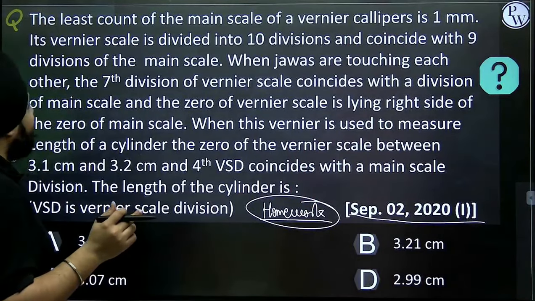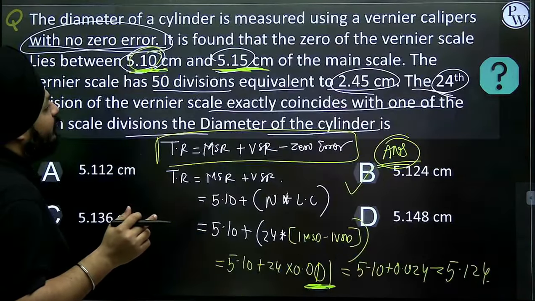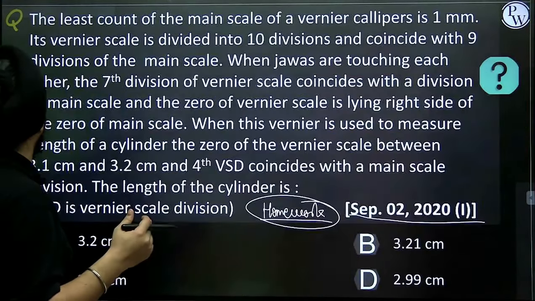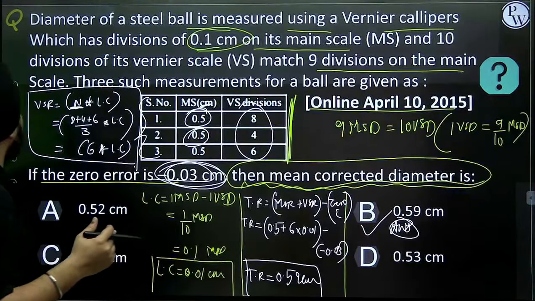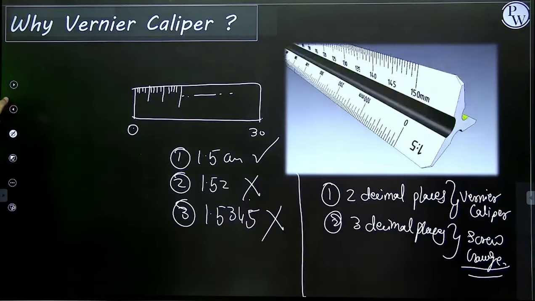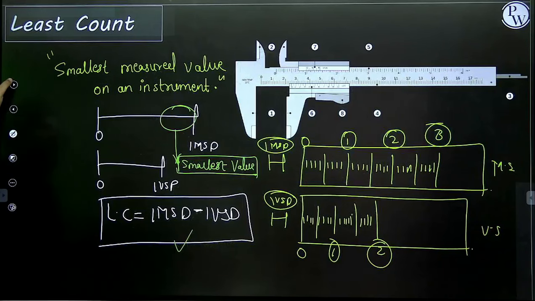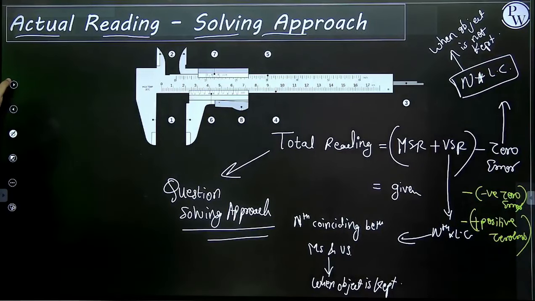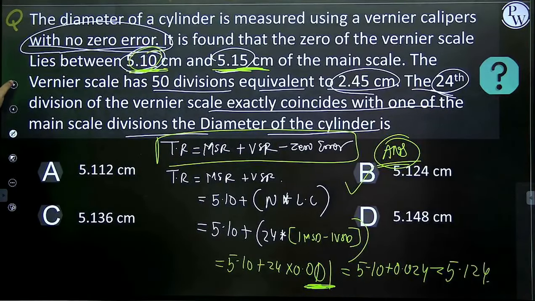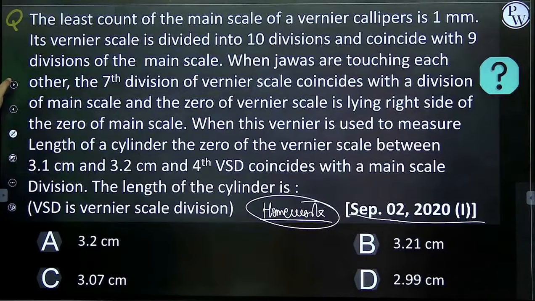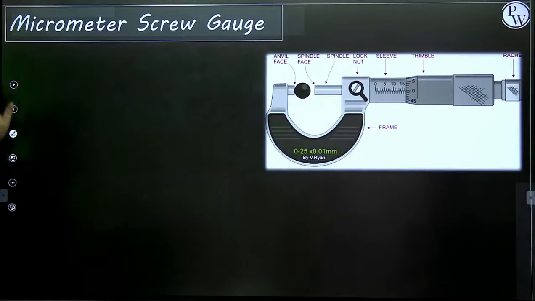Let's see a glimpse of the caliper, what we have seen. It's not a big deal, if you want to have a glimpse of it, you can check it out. Why caliper and Vernier caliper, least count and everything. Zero error, there is no need, in many questions zero error is given directly. So this one question I gave you as homework. Now the Micrometre screw gauge.